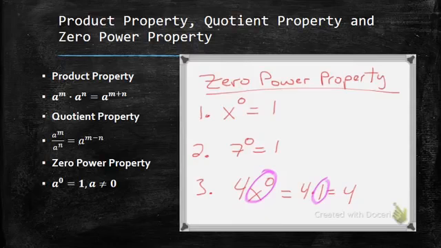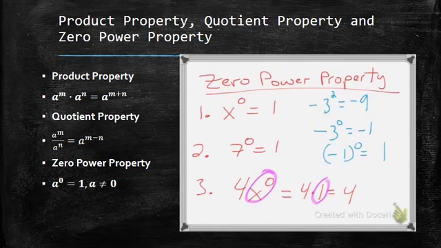When you're working with negatives, you're going to want to take a look at how the sign is located, as far as parentheses and whatnot, because just like this stays negative 9, this will stay negative 1. If we have a negative inside parentheses, that will give you a positive 1.